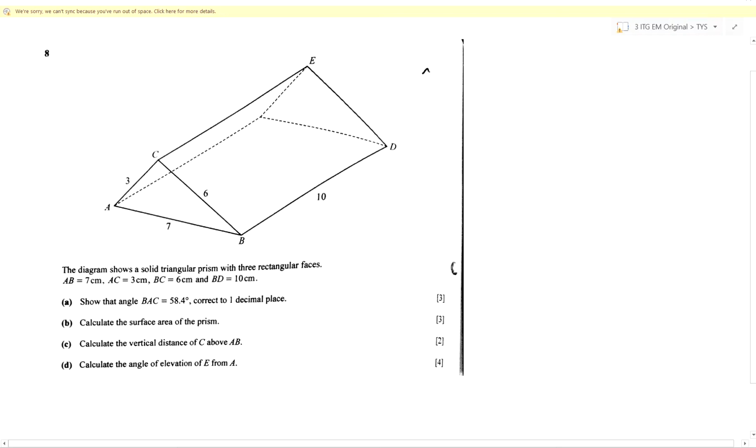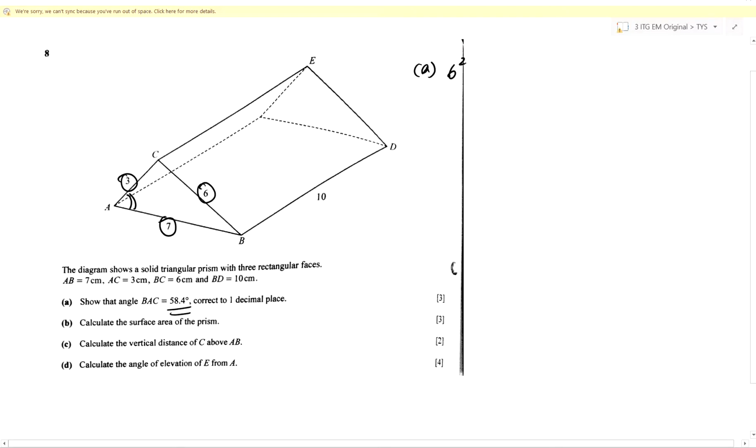Right, for part A, in order to show the angle BAC is 58.4, we are going to have to make use of the three lengths given. So with three lengths given and wanting to find the angle, we're going to be using the cosine rule. Since BAC is the angle we want to find, we will start off with the opposite length, which is BC, with a value of 6.